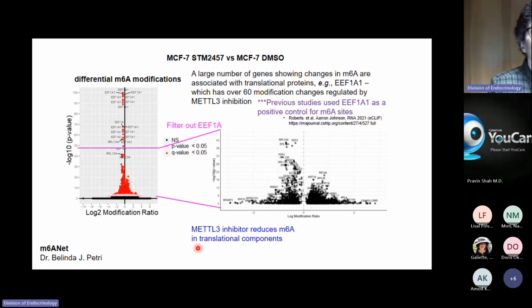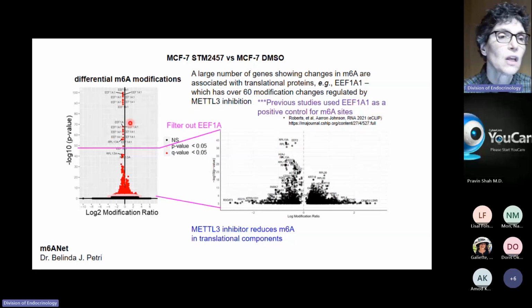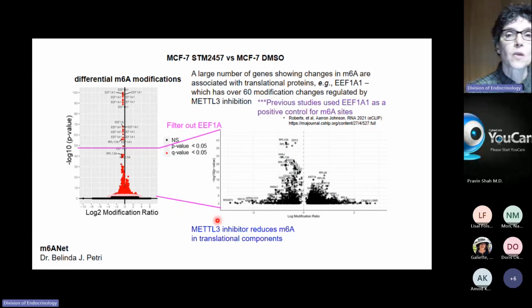So then Belinda made a volcano plot of the differential M6A modifications in MCF7 cells treated with the METTL3 inhibitor STM2457 versus MCF7 treated with the vehicle control. I know it's probably hard to read, but there's a lot of EEF1A, and that's a protein involved in translation. There are over 16 modification changes up here. So she filtered out EEF1, and that allowed us to expand this bottom range.